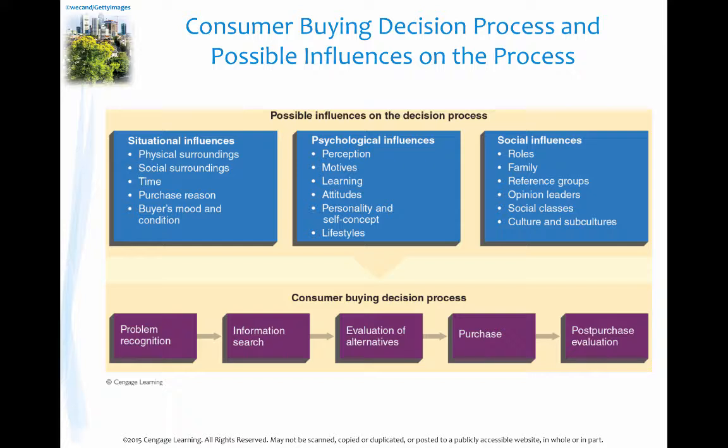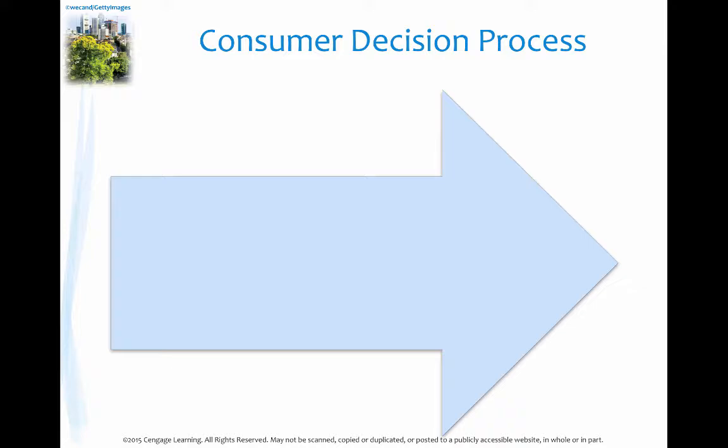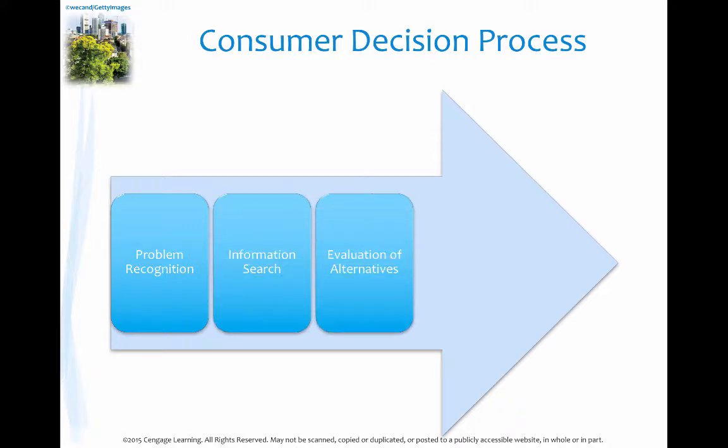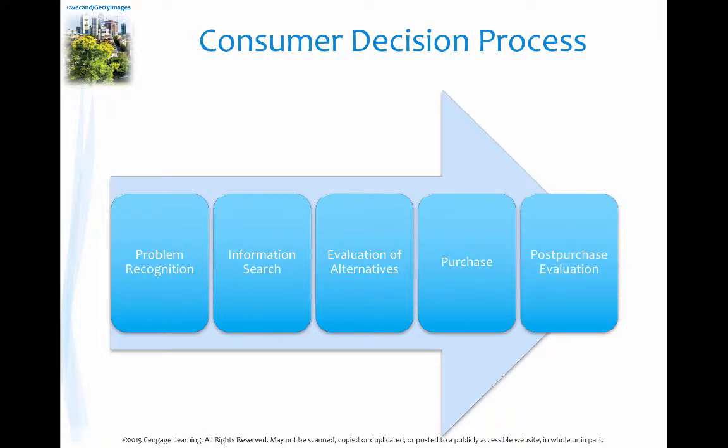It first recognizes and describes the major stages of the consumer buying decision process, and then discusses in detail the situational, psychological, and social influences on the consumer decision-making process. The consumer buying process includes 5 stages: problem recognition, information search, evaluation of alternatives, purchase, and post-purchase evaluation. Not all decision processes culminate in a purchase, nor do all consumer decisions include all 5 stages.